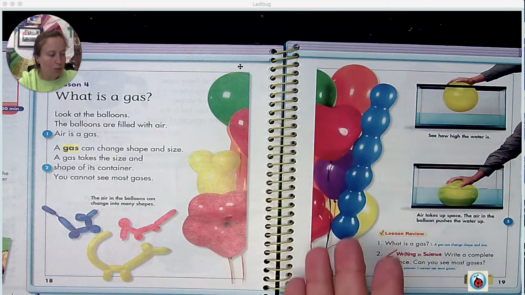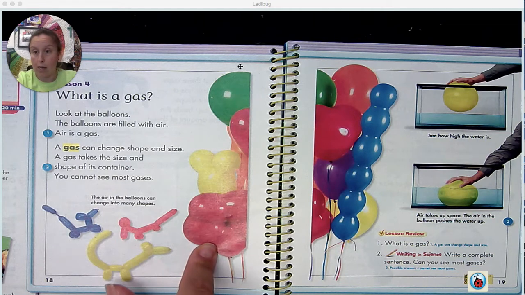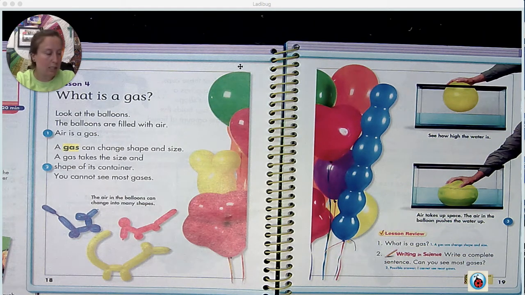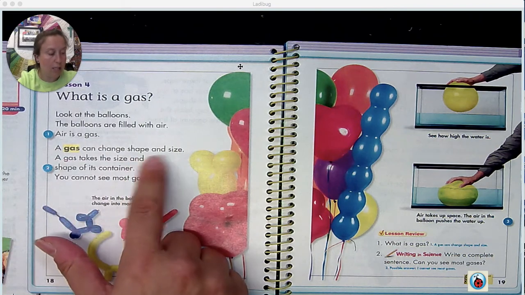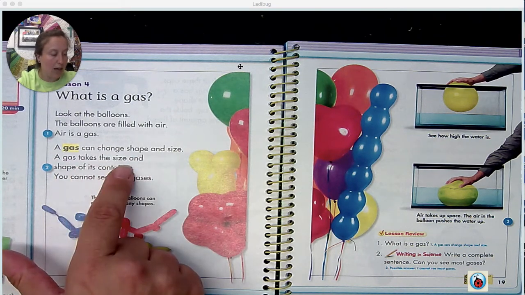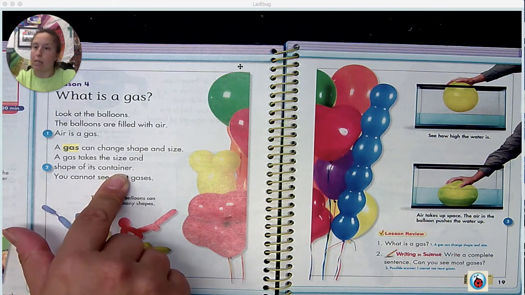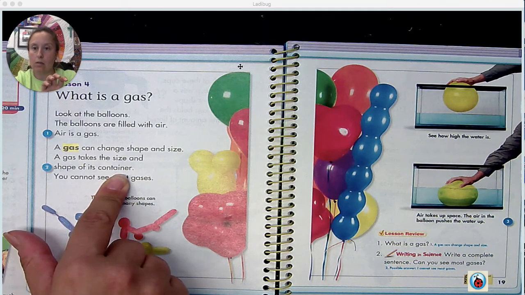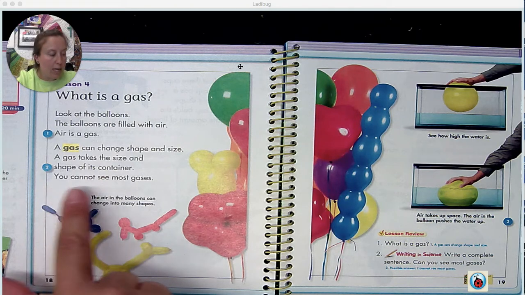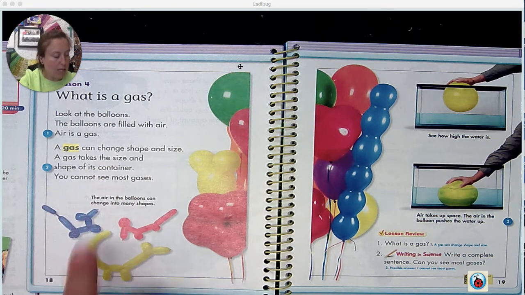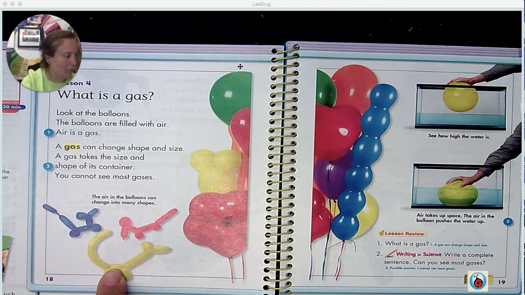Look at the balloons. The balloons are filled with air. In this case, they're filled with carbon dioxide, probably from us. Air is a gas. A gas can change shape and size. A gas takes the size and shape of its container. Is that similar to a liquid or a solid? A liquid takes the size and shape of its container. You cannot see most gases. The air in the balloons can change into many shapes as you bend the balloon pieces.